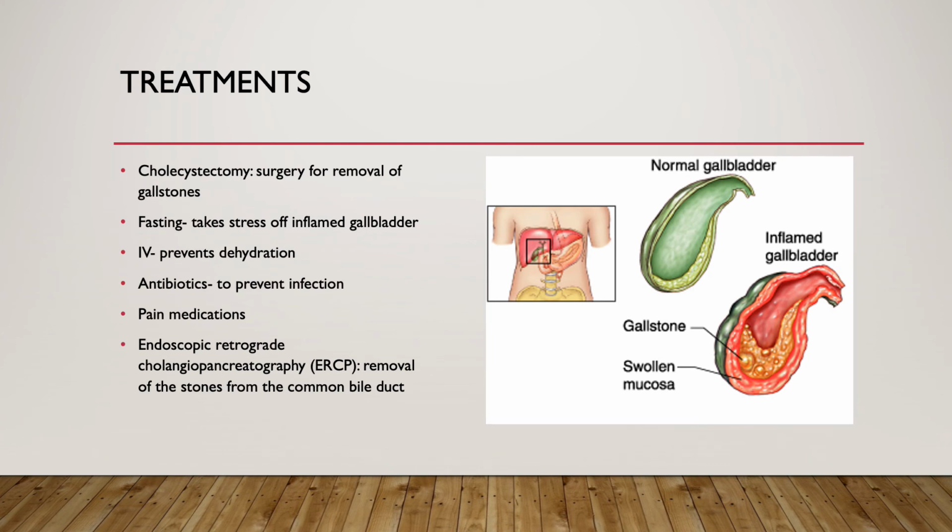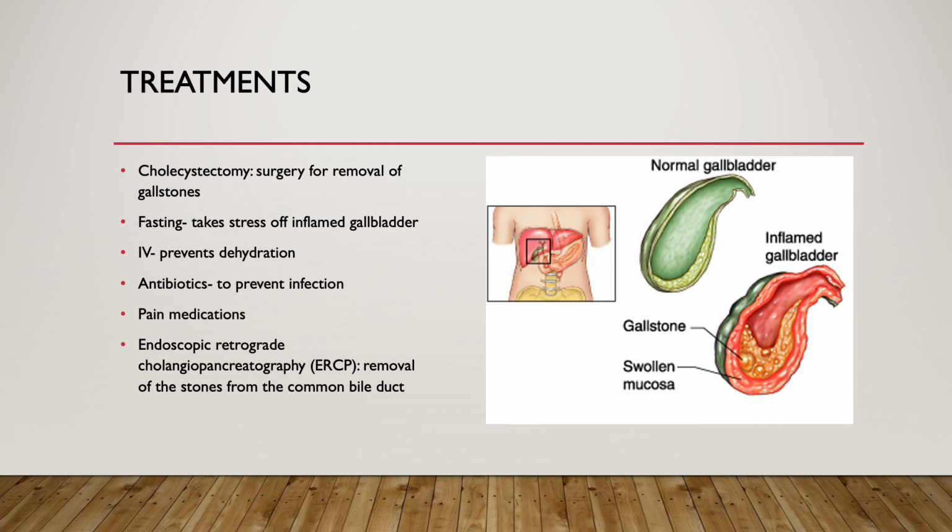As for treatments, a patient with cholecystitis can get a cholecystectomy, which is the surgical removal of the gallbladder. They can also fast, and with this, it takes stress away from your inflamed gallbladder, and IV fluids help prevent dehydration from occurring, antibiotics to help prevent an infection, pain medications, obviously, because it's painful and swollen, and they can also have an endoscopic retrograde cholangiopancreatography, abbreviated as ERCP. And this is where they remove the gallstones from your common bile duct.